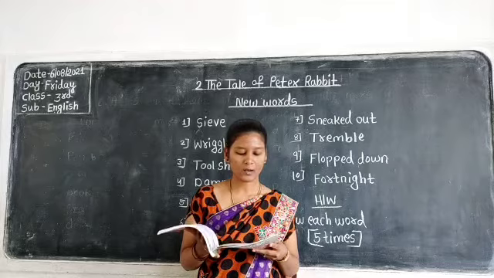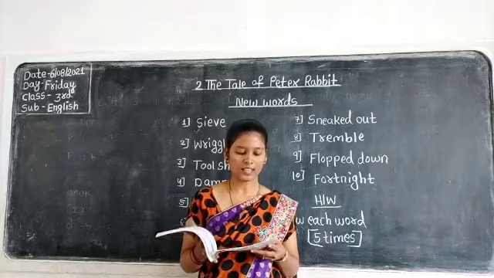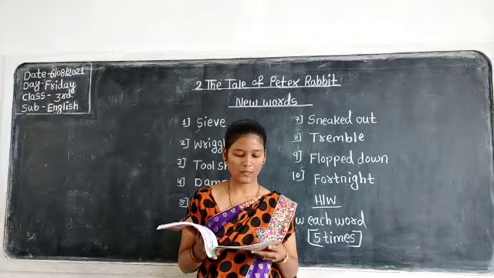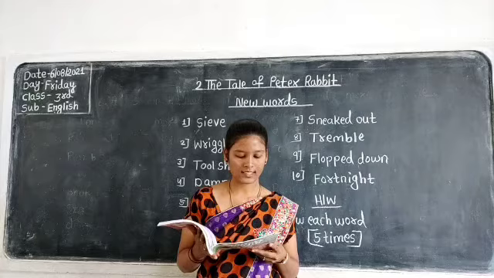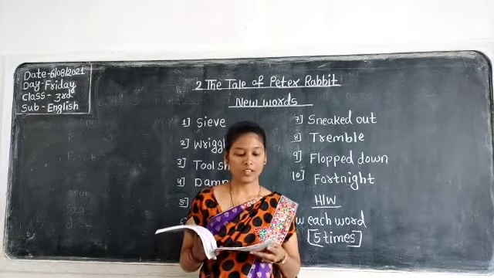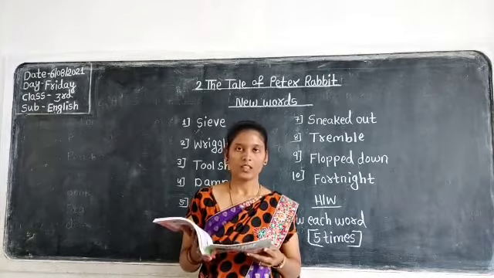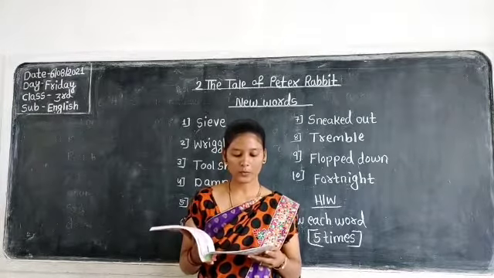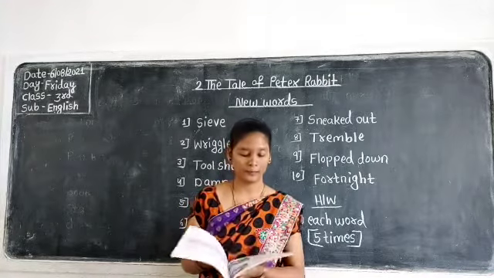Peter sneaked out of the wheelbarrow and started running as fast as he could go. Mr. McGregor caught sight of him. Peter did not care. He slipped underneath the gate and started running. So children, then Peter sneaked out. Sneaked out means moved out quickly. So Peter moved out quickly of the wheelbarrow, and he started running as fast as he could run.